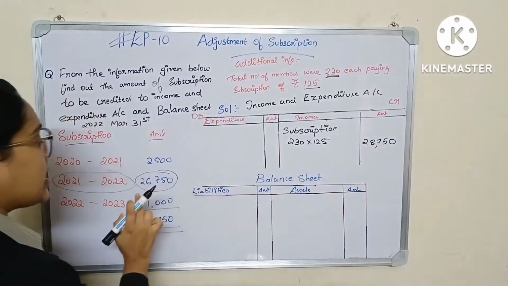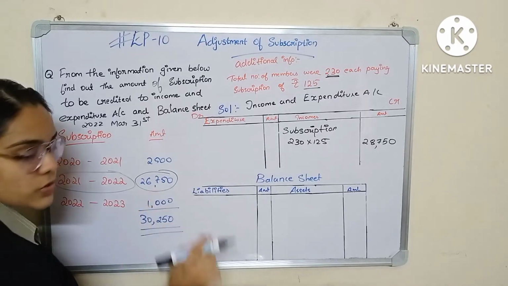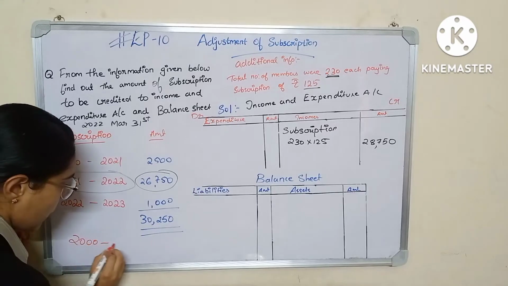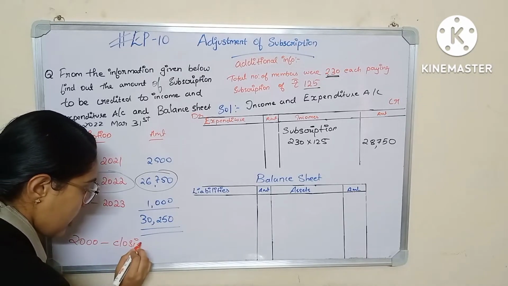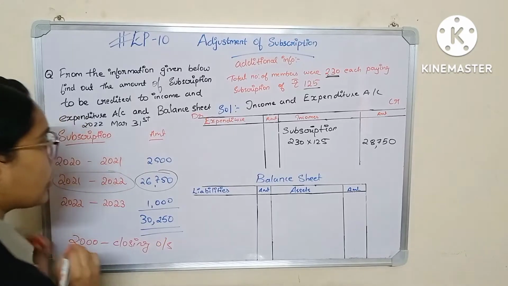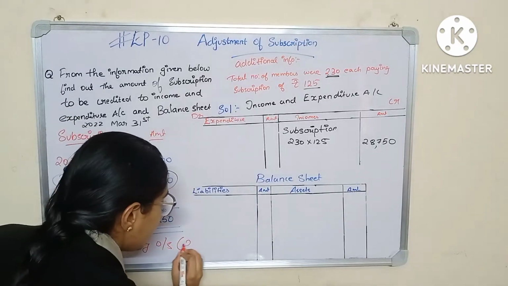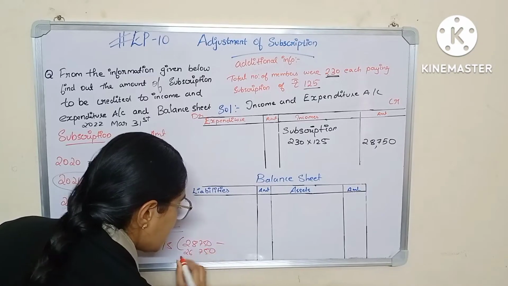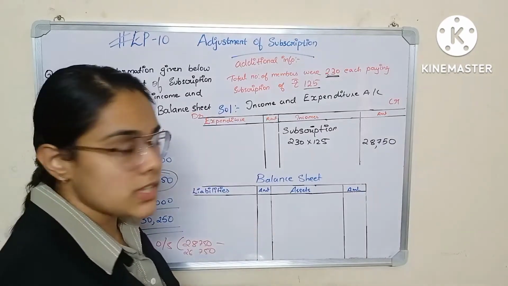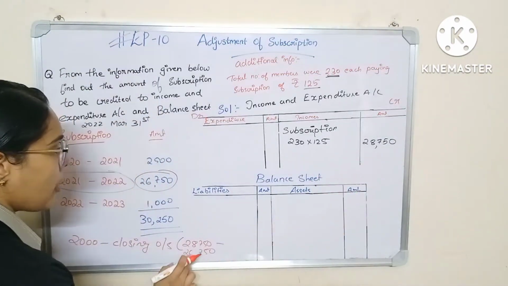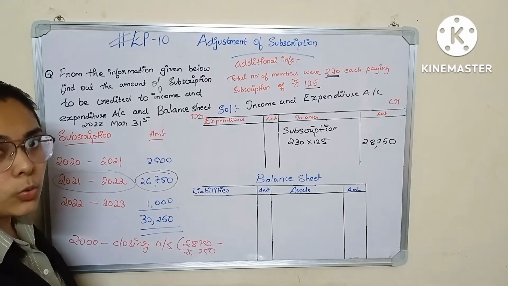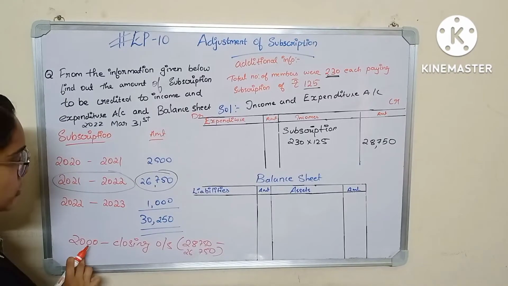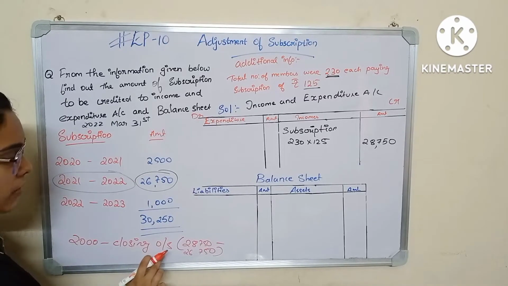How did you get the 2,000? 28,750 minus 26,750. So how much is the shortfall? 2,000 rupees. 2,000 rupees is your closing outstanding of subscription. This is the amount you should actually receive during the year as subscription, and this is the amount which you actually received. You have that cash in your hand. So you will get 2,000. 2,000 is your closing outstanding of subscription.